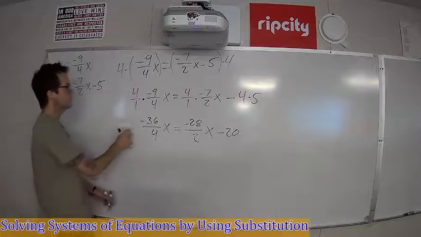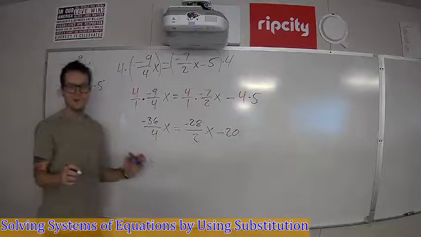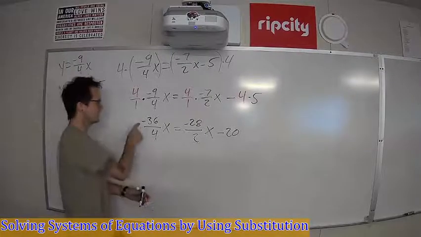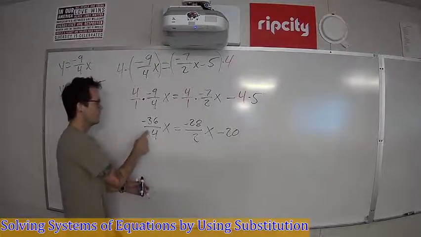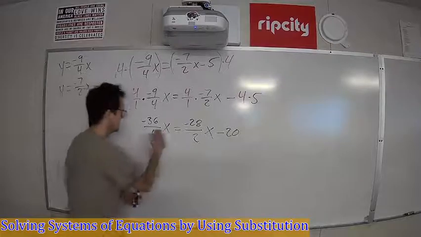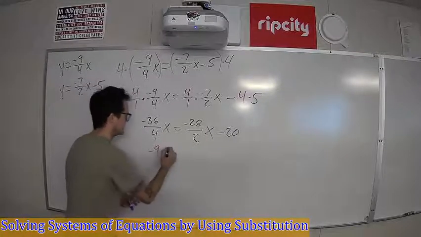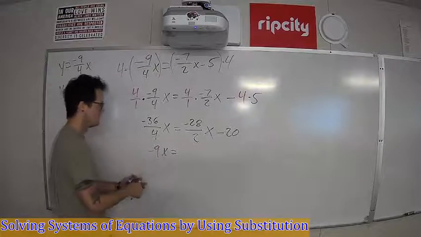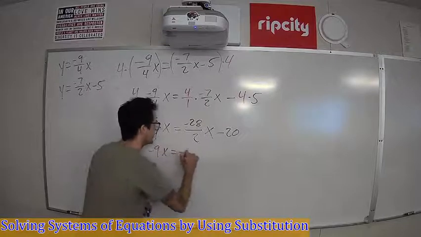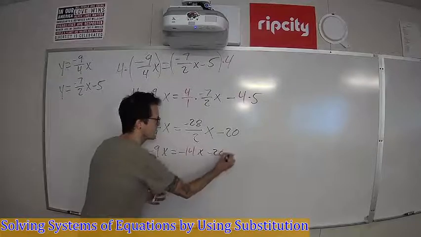Okay, again, I know that this looks gross. This looks way worse than what we started with. I acknowledge that, but watch what happens on this step. If you need your calculators out, that's fine. -36 divided by 4. 4 goes into -36 -9 times. So this fraction here turns into -9, and then x is still x equals. Now this fraction, -28 divided by 2, that's -14. x is still x, and then -20 is still -20.